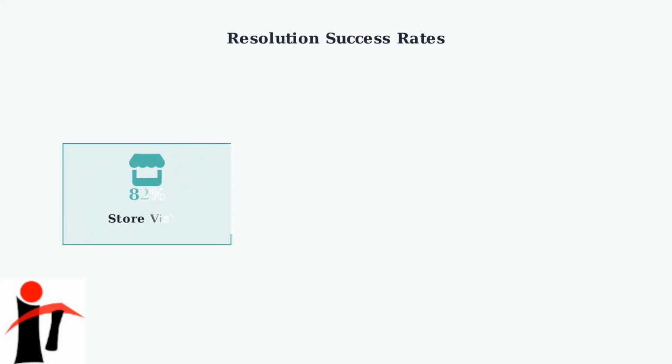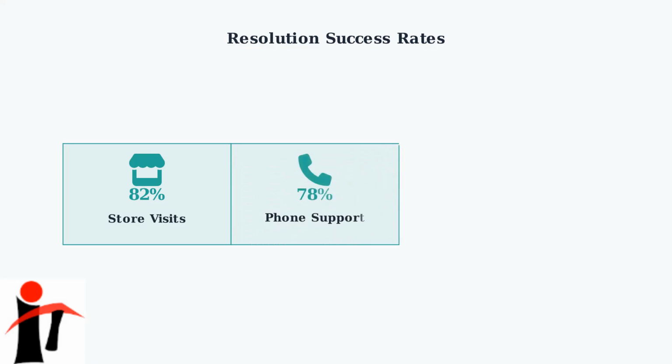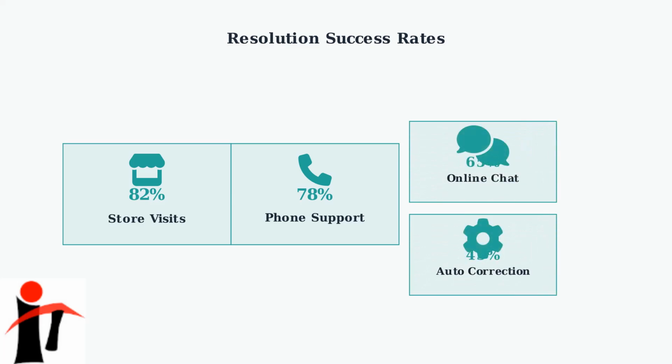T-Mobile has seen significant improvements in resolution success rates. Store visits now resolve 82% of SOC error cases, making them the most effective support option. Customer service calls resolve 78% of cases, making phone support a reliable second option for addressing SOC errors. Online chat support resolves 65% of cases, while automatic system corrections handle 45%. Using multiple support channels increases your chances of quick resolution.